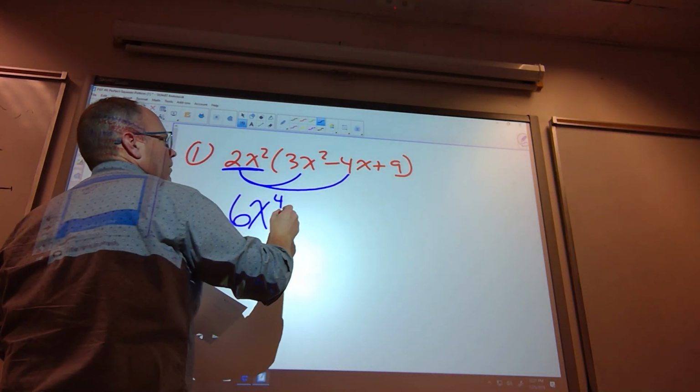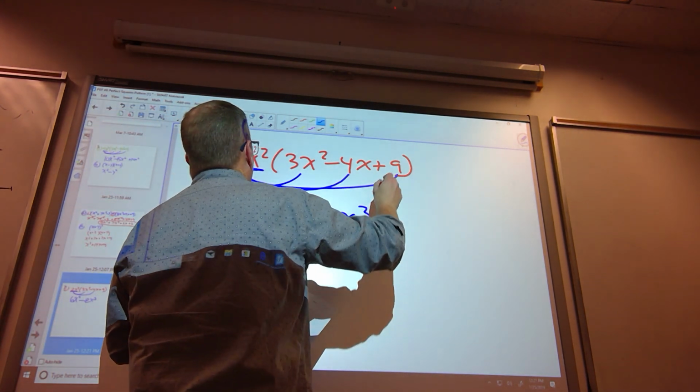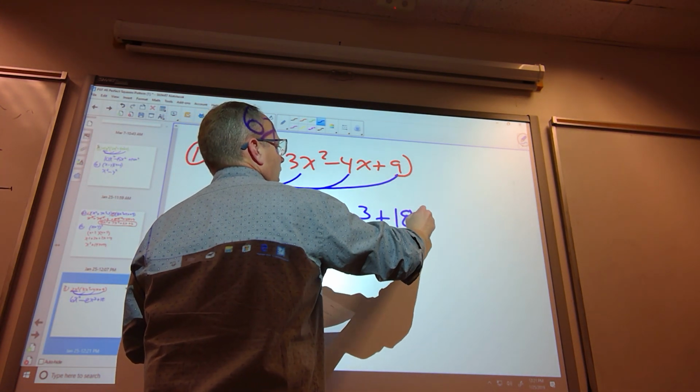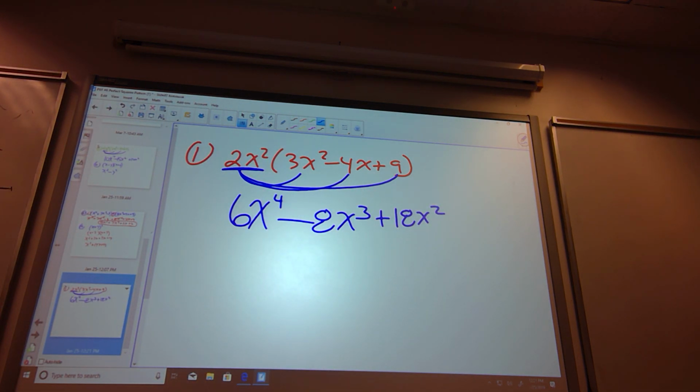And multiply it here, that gives me negative 8x to the third. Goes here, and that gives me plus 18x squared. And that's as far as you can go. Make your corrections on yours, please.